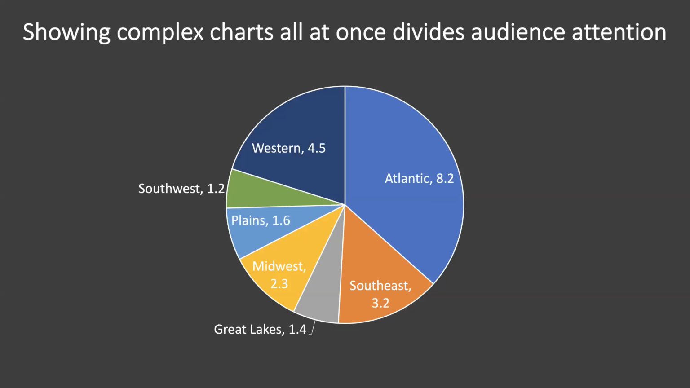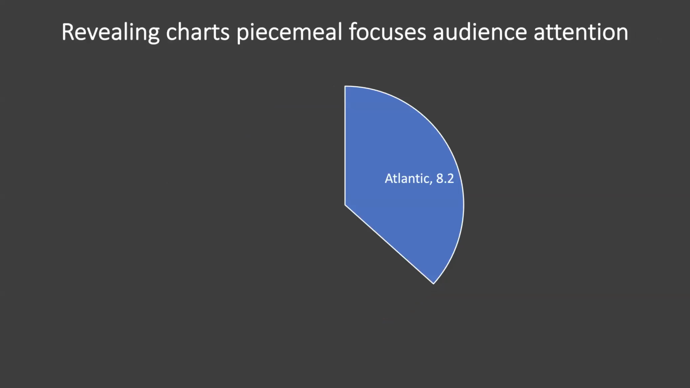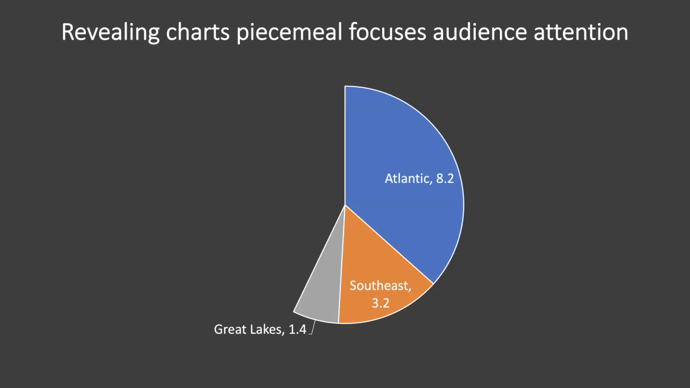So I want to animate the slide so that I can show the Atlantic division and talk a little bit about the Atlantic division. It's 8.2 in this quarter. Last year at this time it was, and then you can give a little more detail. And then the same thing with the Southeast, and continuing on with each of those regions.